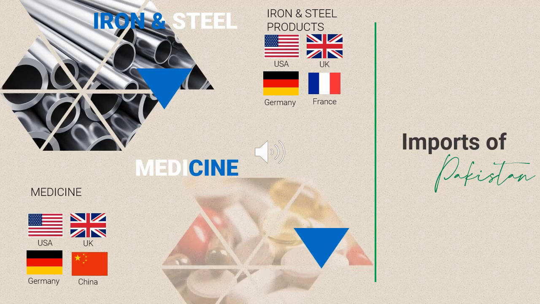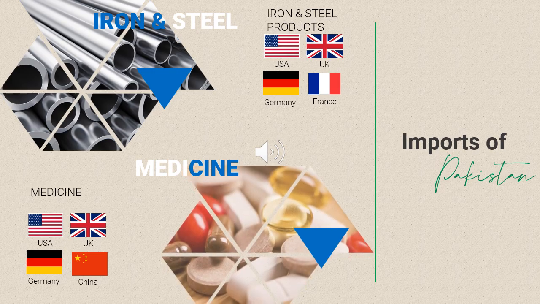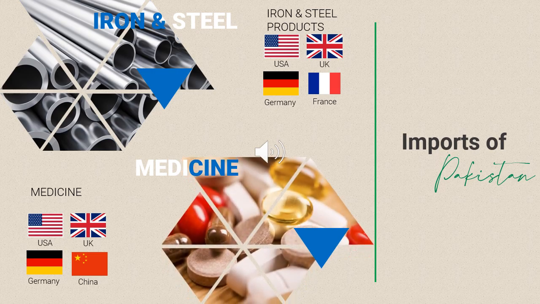Medicines. Do you know what medicine is? Let me define it. Medicines are chemicals or compounds used to treat and cure diseases. A large number of pharmaceutical companies are established in Pakistan, but still many types of medicines are imported from other countries like Germany, China, France, Greece, USA, UK.